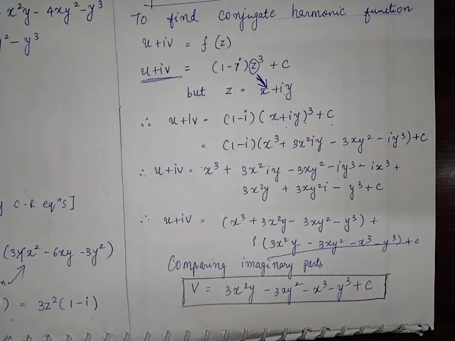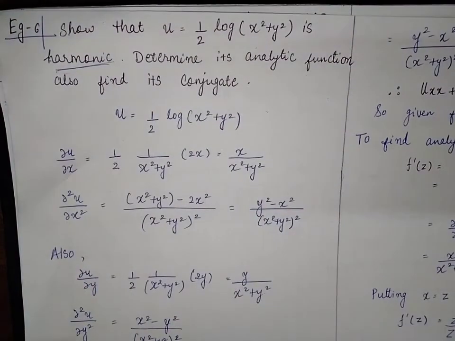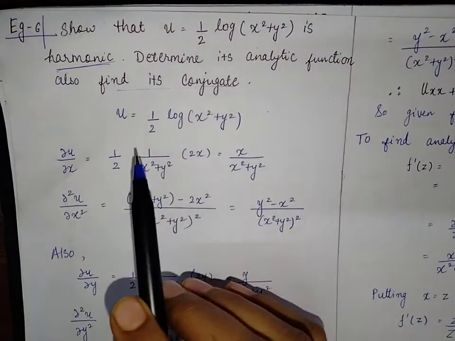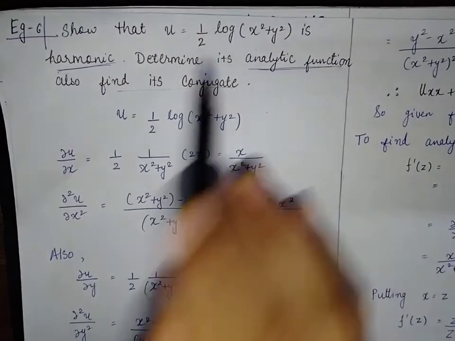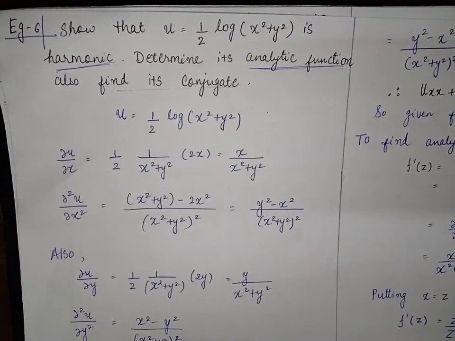Okay, so the last example: show that u equal to 1 by 2 log of x square plus y square is harmonic and determine its analytic function and also find its conjugate. Here we are asked to find three things. We have to show that this function is harmonic, find its conjugate, and find the analytic function. And we know how to find the analytic function. We can find the analytic function by using Milne's method.